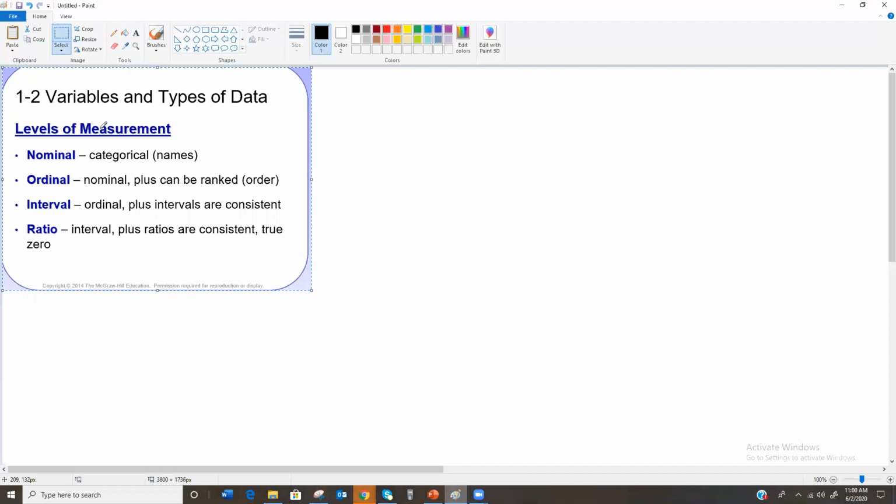Okay, so the next thing that we're going to talk about is levels of measurement. And for levels of measurement, I don't like the way they wrote it here. I'm going to write it in a different way. I like to think of levels of measurement as either a Venn diagram or a kind of pyramid. So I'm going to do it as a pyramid.